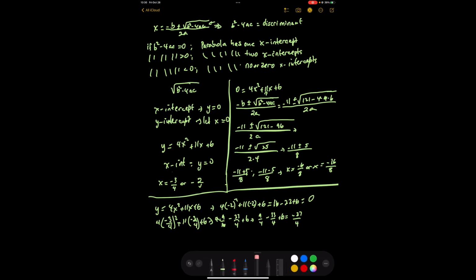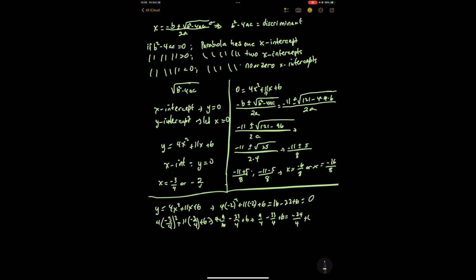Wow, I really did horrible on that one. It's negative 24 over 4 plus 6. And negative 24 over 4 is equal to negative 6 plus 6, which is equal to 0. So therefore, those two are the right answers.